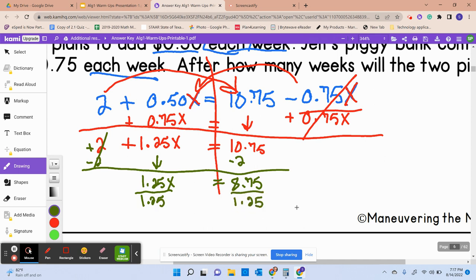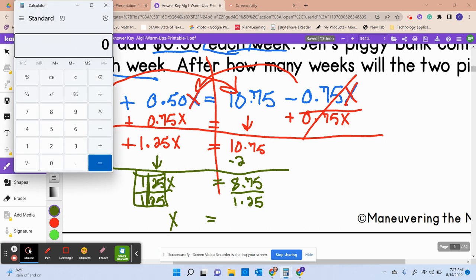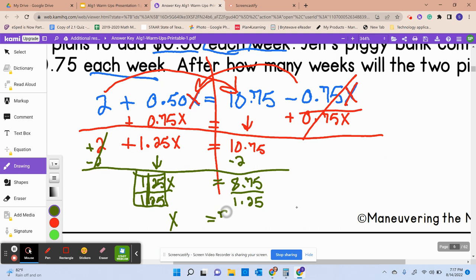You always want to divide by whatever number is with X because anything on the top and the bottom, it reduces to 1. And you need to know the value of 1X. So $8.75 divided by $1.25 is equal to 7. So it would be 7 weeks.